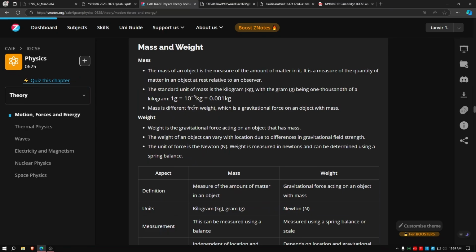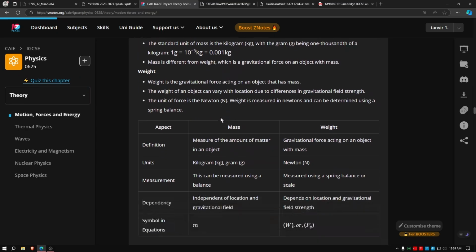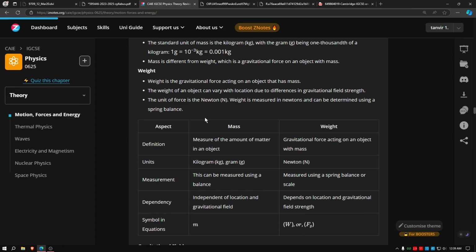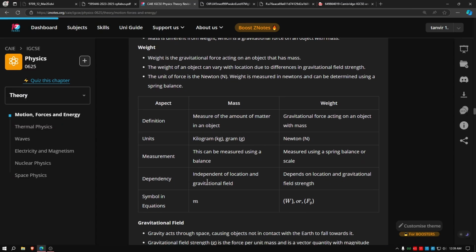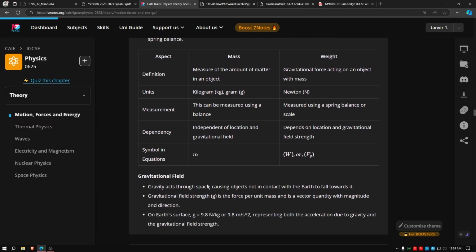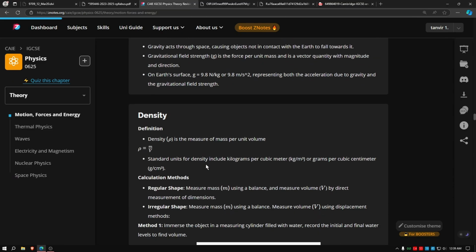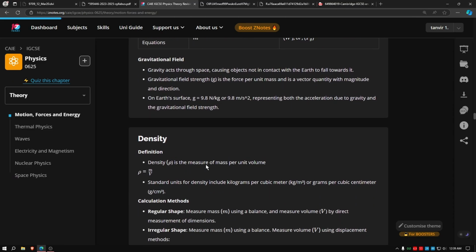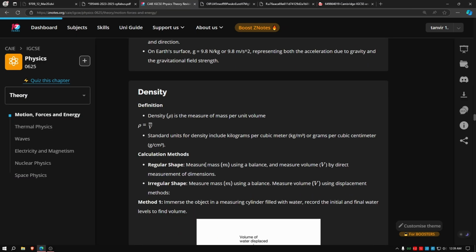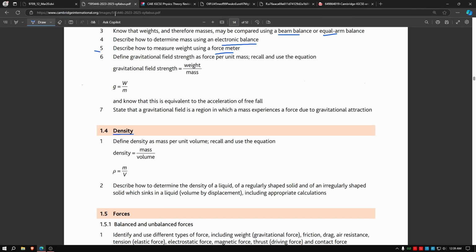So mass is different from weight, which is a gravitational force on an object with mass. Yeah, sure, we understood that. So a bunch of units and whatnot, and dependency. You can pause it, read it if you want. I'm just gonna speed through it. So gravitational field. Yeah, yeah, I think we covered everything. Now let's move on to 1.4.